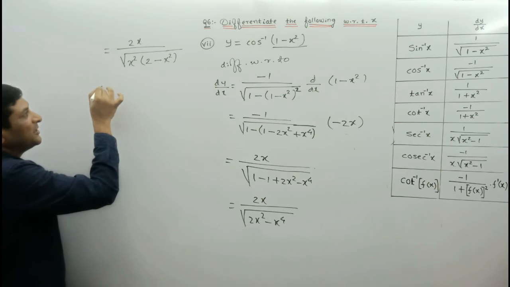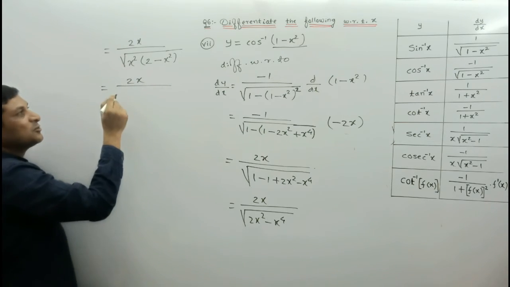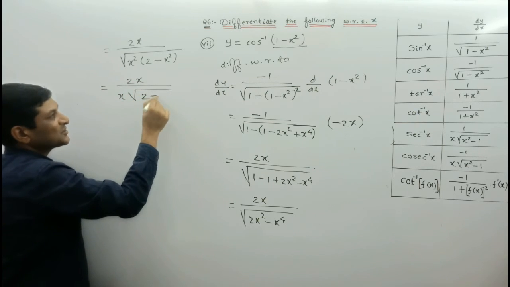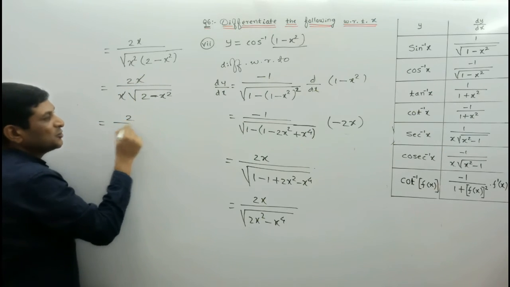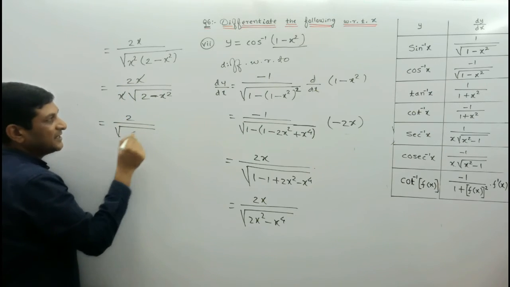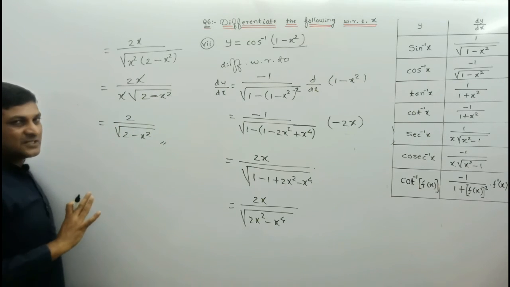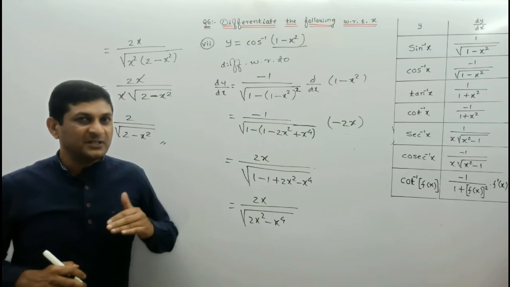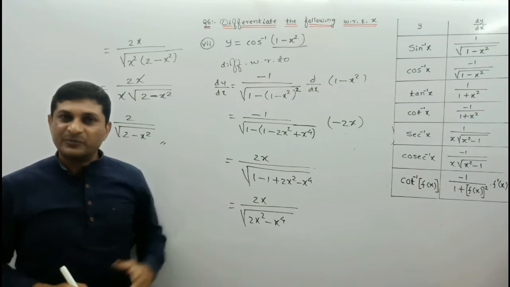So this is equal to, in the numerator 2x as it is, this x square outside the root will become x, and the remaining term in the root is 2 minus x square. So here x and x will get cancelled. In the numerator 2 as it is, and in the denominator the root of 2 minus x square as it is. And here nothing is there to simplify now, meaning we have already converted this expression into the simplest form, and this will be the derivative of this given function.